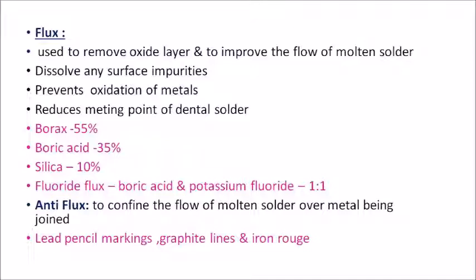Now, anti-flux is used to confine the flow of the molten solder over the metal being joined. A flux is used to improve the flow of the molten solder, but too much flow of the molten solder is also not desirable. So what we use is an anti-flux to confine its flow to the metals being soldered. This can be lead pencil markings, graphite lines, or iron rouge. So lead pencil markings, graphite lines, and iron rouge are your anti-flux materials.